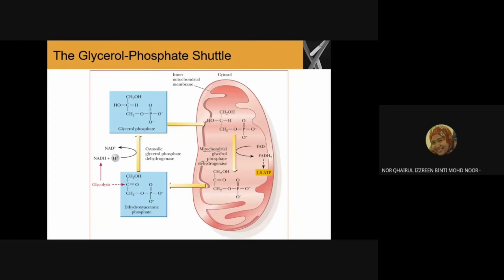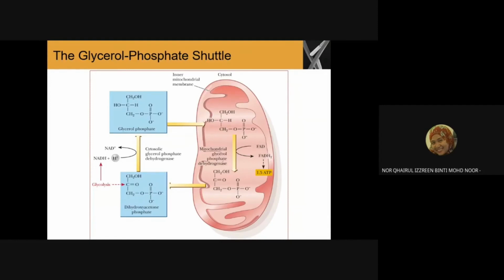When FAD accepts the electron, it becomes FADH2. This electron will be passed through complex number 2, so it skips complex number 1. Meaning fewer protons are pumped from the matrix to the intermembrane space of the mitochondria. Can you imagine this? Remember in the ETC, we pump 4 H+ in complex 1, no H+ in complex 2, 4 H+ in complex 3, and 2 H+ in complex 4.